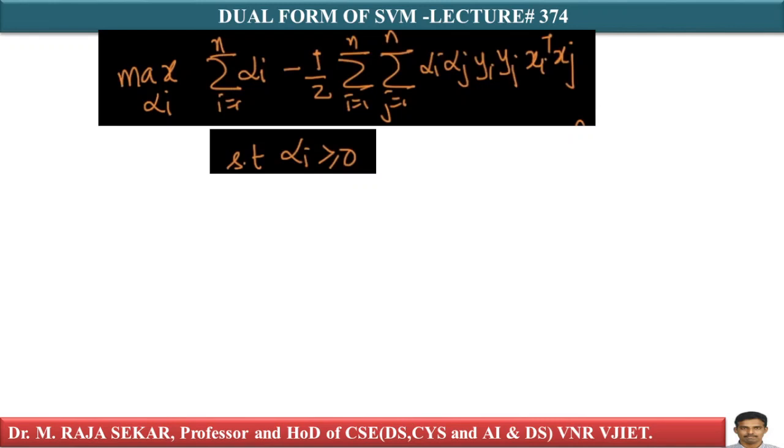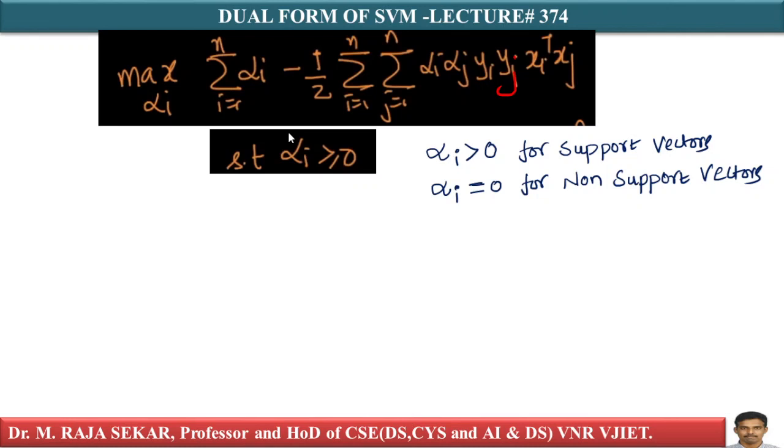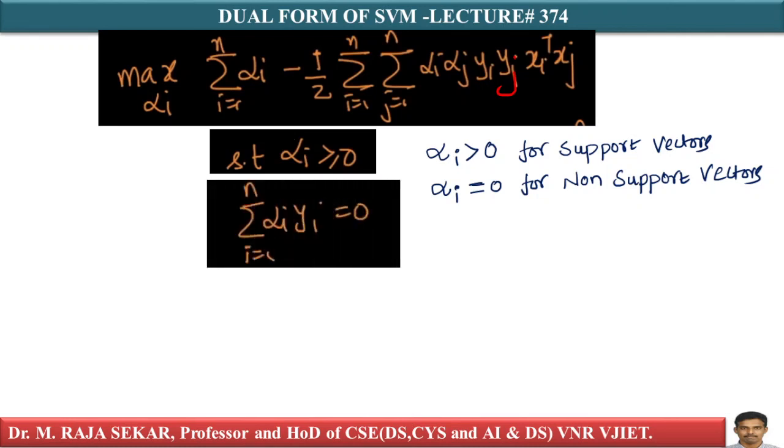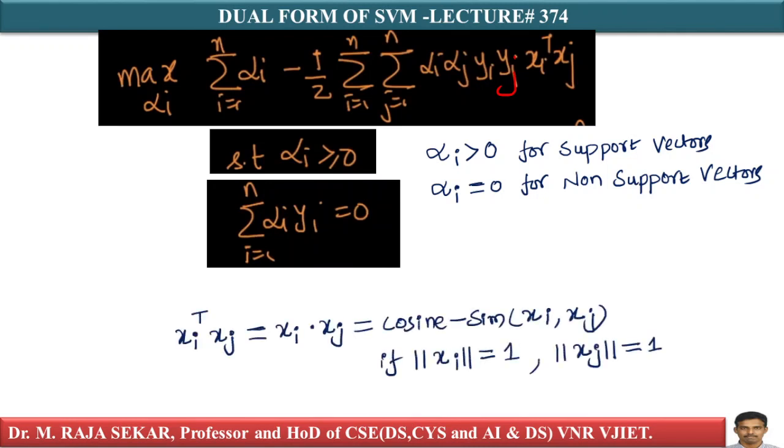Again go back to the dual formulation. What is my dual formulation? Maximization over alpha, sigma i equal to 1 to n alpha i minus 1 by 2 into summation of i equal to 1 to n, summation of j equal to 1 to n alpha i alpha j yi yj xi transpose xj, such that alpha i is greater than or equal to 0. Alpha i is greater than 0 for support vectors, alpha i equal to 0 for non-support vectors, and sigma i equal to 1 to n alpha i into yi equal to 0.